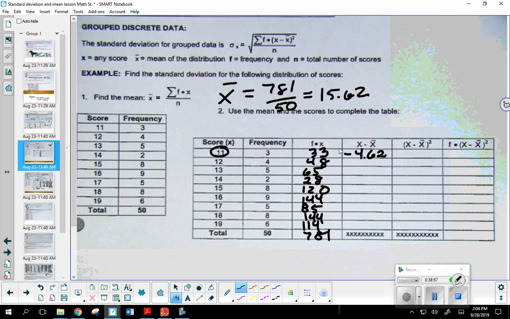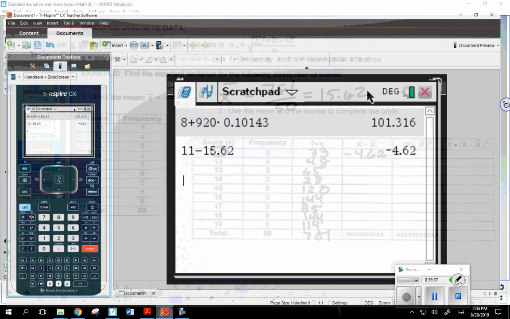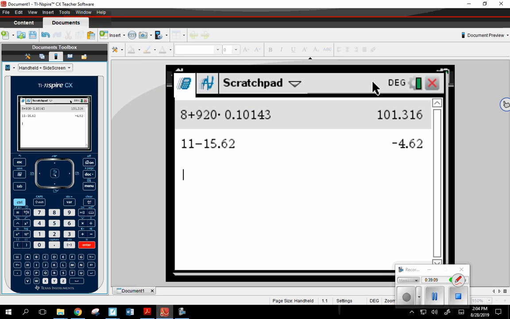12 minus 15.62, 13 minus, okay? Because I got to get the differences. Then what am I doing in the next column? I'm going to square that. Okay, so in my calculator, I'm going to go ahead and say parentheses negative 4.62, or you could just go ahead and use the square button from the previous answer. So I got 21.3444.